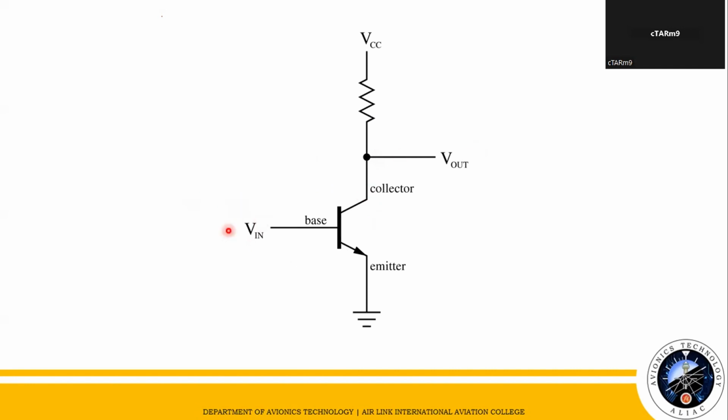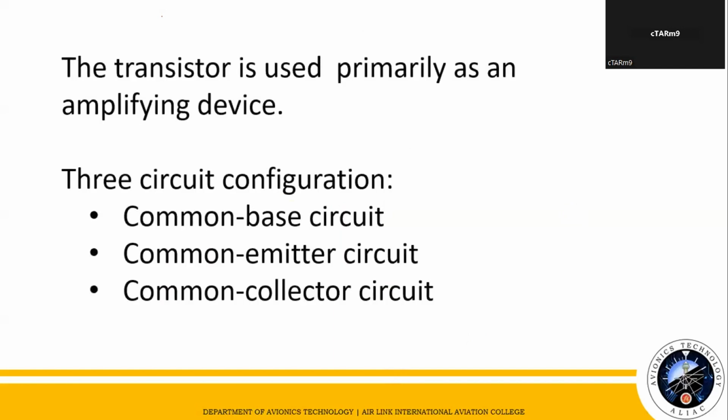So ulitin natin, pag naglagay ka ng input voltage coming from the base, lumalabas yan, collector to emitter. Ikot na ulit yan. And then, voltage out.